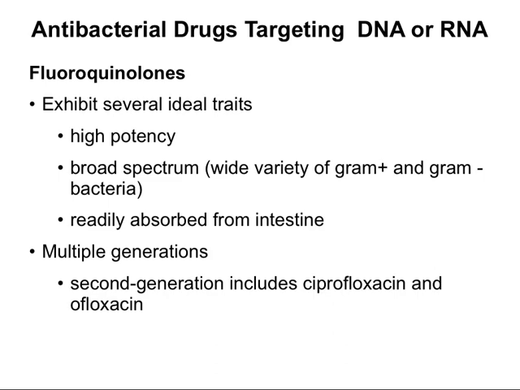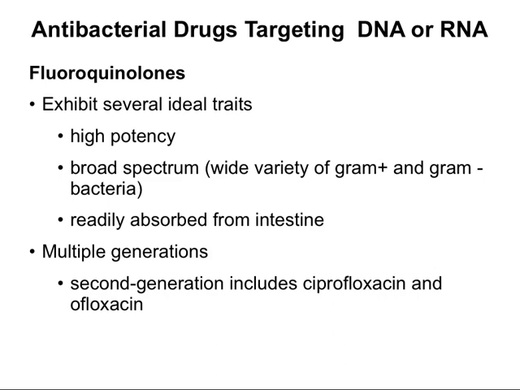Fluoroquinolones are the primary class here. They exhibit several ideal traits. They're high potency and broad spectrum. They address a wide variety of bacteria, gram-positive and gram-negative, and they're readily absorbed from the intestine. There are multiple generations of fluoroquinolones, as there are with many other drugs, but the second generation is most interesting because it includes ciprofloxacin and ofloxacin.